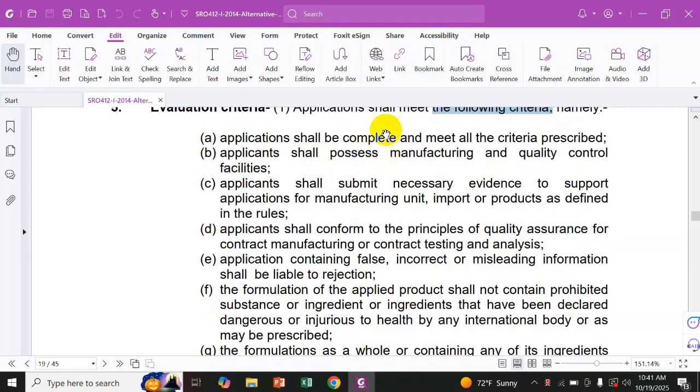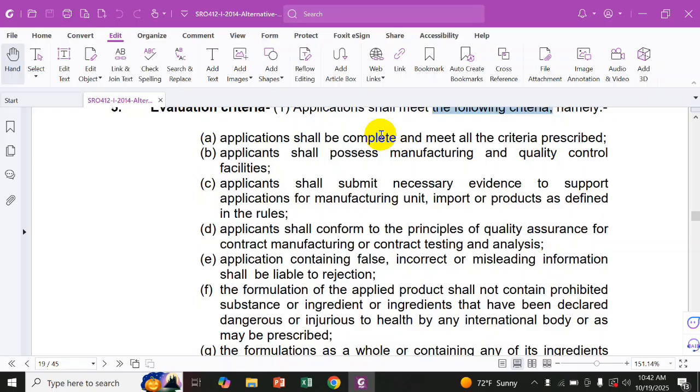The application shall be complete. This is the number one option. All the requirements which are to be provided to the regulatory authority should be complete. If there is a deficiency of one document, then we cannot expect the award of the registration certificate. It means that, for example, if we are not giving them the specification of raw material, it is a deficiency.